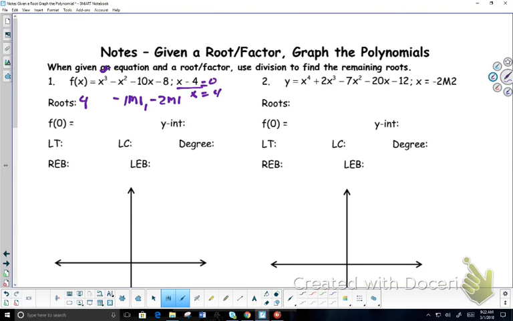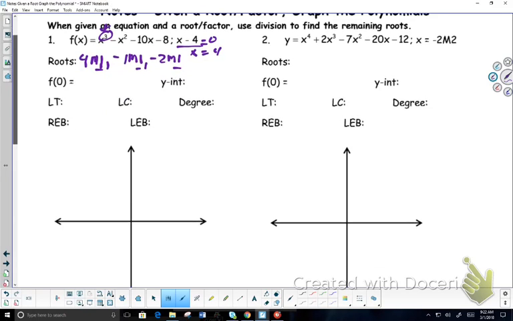Now keeping in mind, we didn't get another factor with a 4 in it, so this one also has a multiplicity of 1. And what you'll notice is your multiplicities match your degree of 3. So those are going to be our three roots. We've got a 4, we've got a negative 1, and then we got a negative 2.